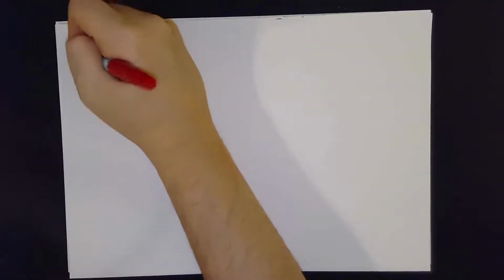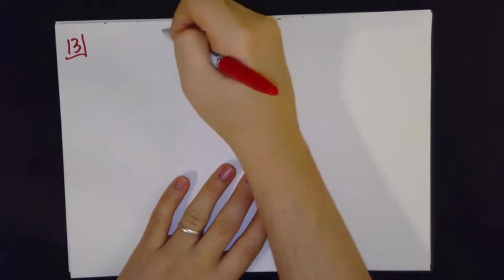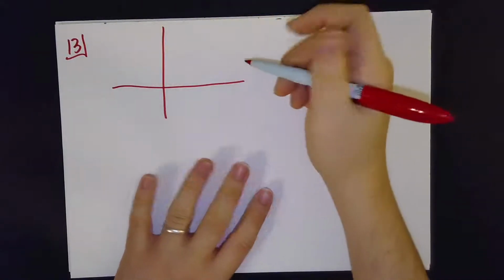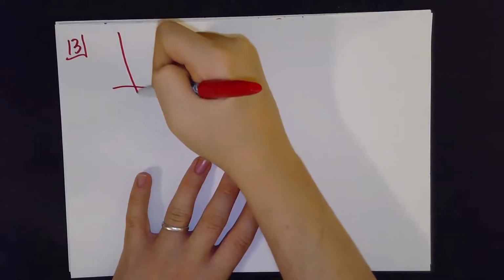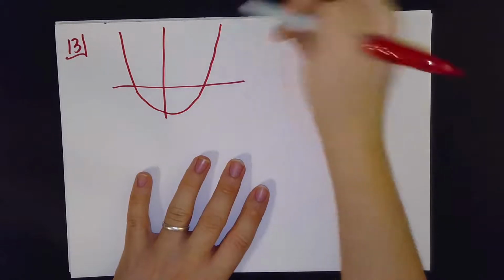Okay. Okay, 13 and then 6 we have requests for. I will happily do those. Let's figure out what they are. Okay, so 13 gives us this picture. Something like this.